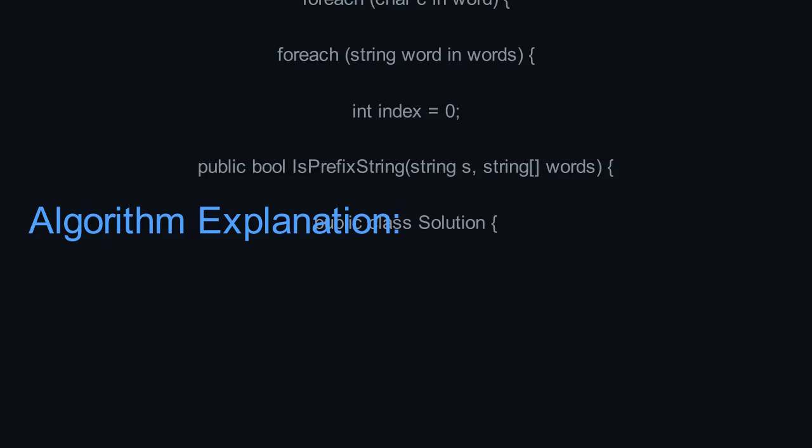Let's trace this with s as "iloveleetcode" and words as ["i", "love", "leetcode", "apples"]. We start with S-index at 0, first word is "i". We compare i from the word with S-index 0, they match. S-index becomes 1, we're done with the first word. S-index is not at the end of s, so we continue.